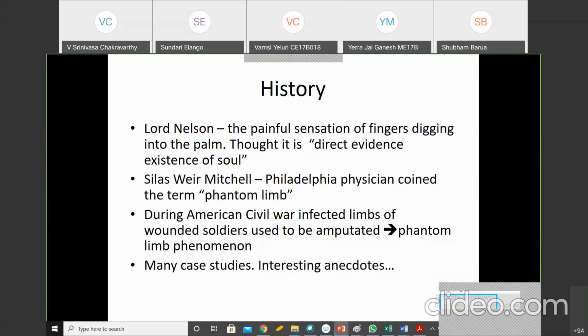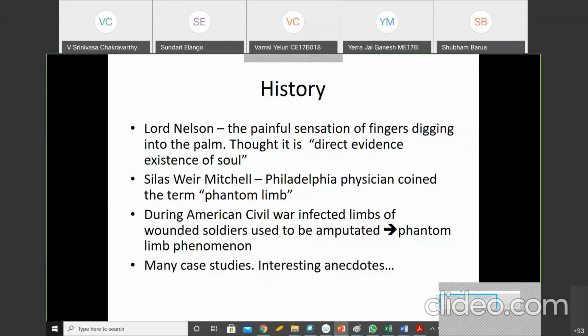So it's been mentioned in several contexts in history. For example, Lord Nelson, the British admiral, had this painful sensation of fingers digging into the palm. He lost his arm, and so he had a phantom limb experience. Not only that, he used to have the feeling that the fingers of the phantom limb are digging into the palm, and that's a cause of great pain. And he also thought it is direct evidence of the existence of the soul.